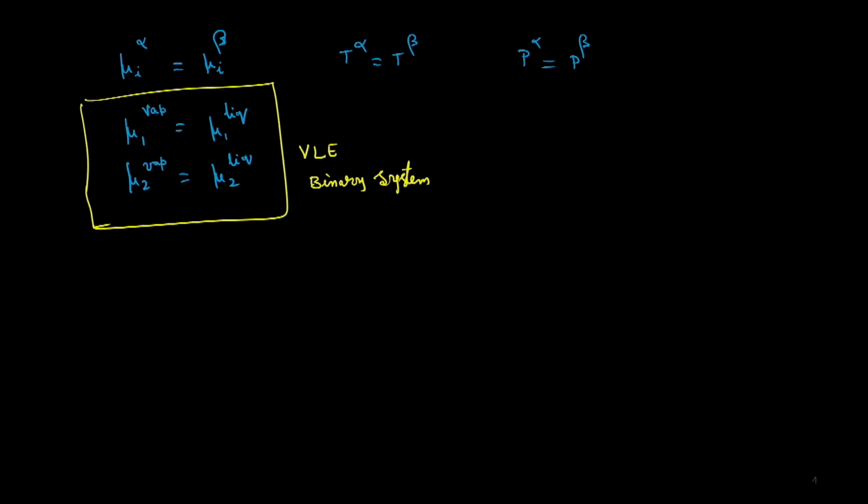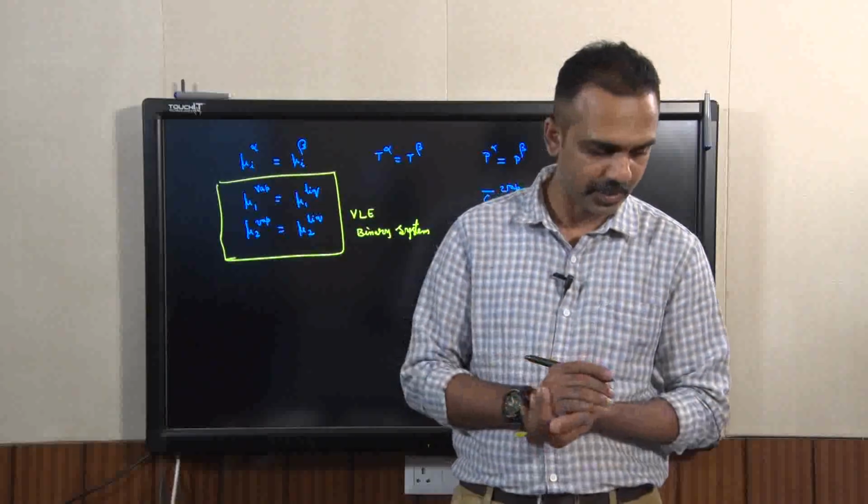Now, I can write chemical potentials also in terms of partial molar Gibbs free energies. This also means that G1 bar in the vapor phase should be equal to G1 bar in the liquid phase, and G2 bar in the vapor phase should be equal to G2 bar in the liquid phase. Let's take a minute and look at what G1 bar and G2 bar in the vapor and liquid phases are, in any phase for that matter.